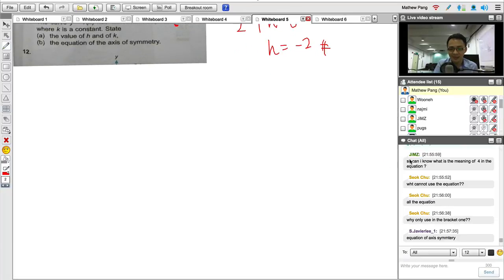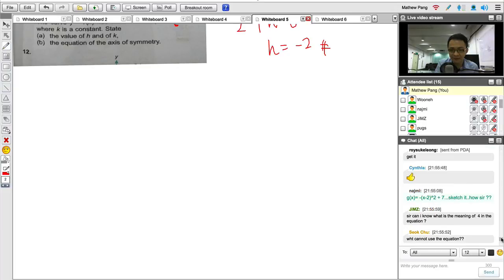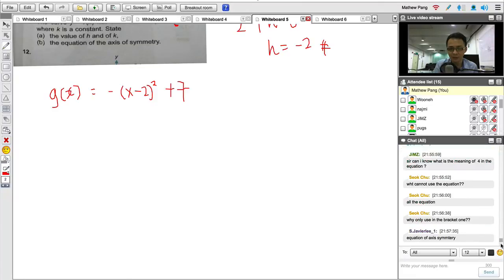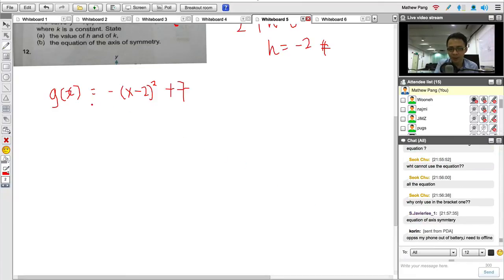Alright, so just now, what is the equation of the graph? Okay, it's over here. He asked me to sketch this graph. Let me see. Negative (x minus 2) squared plus 7. How to sketch this graph? This is one of the questions. Okay, my phone is out of battery, I need to go offline.